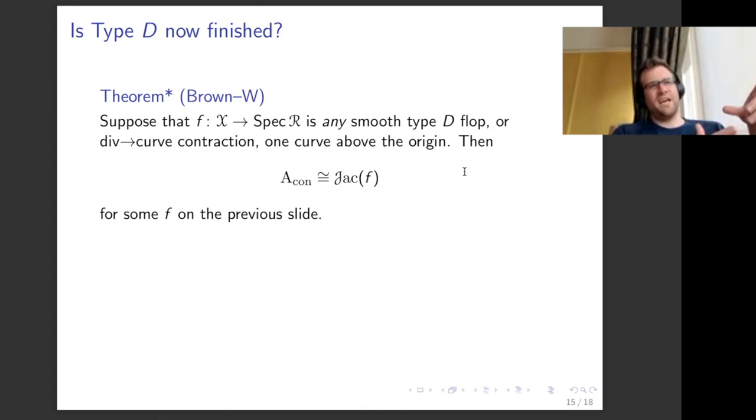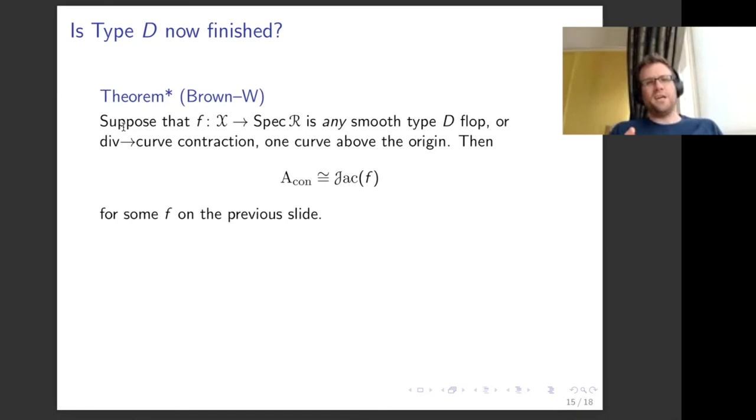And the theorem is, we do. It doesn't matter how you constructed your flop. If you can construct a D4 flop, its contraction algebra is isomorphic to one of the ones in our lists. And this is the theorem. It's also for divisor contractions to curves. If you have any smooth D4 flop or divisor contraction to a curve, it doesn't matter how you construct it. You can construct it by one parameter deformations, slices of universal flops. You can just wake up one morning and find one. And automatically, the contraction algebra associated to that is one of the Jacobi algebras on our previous list.